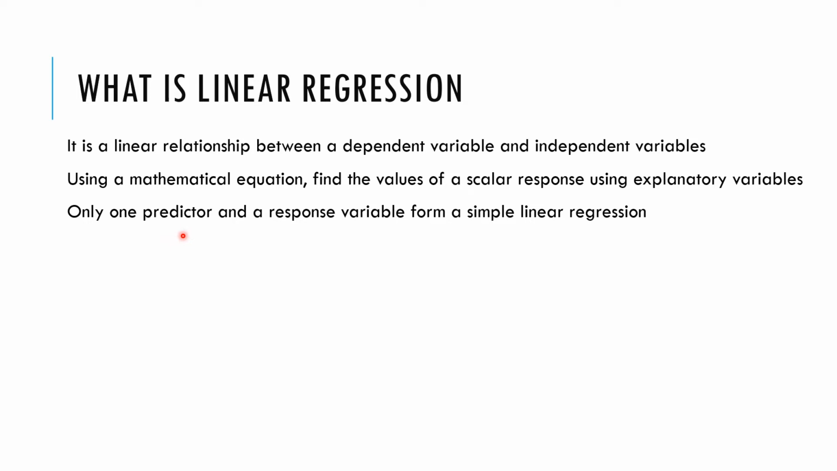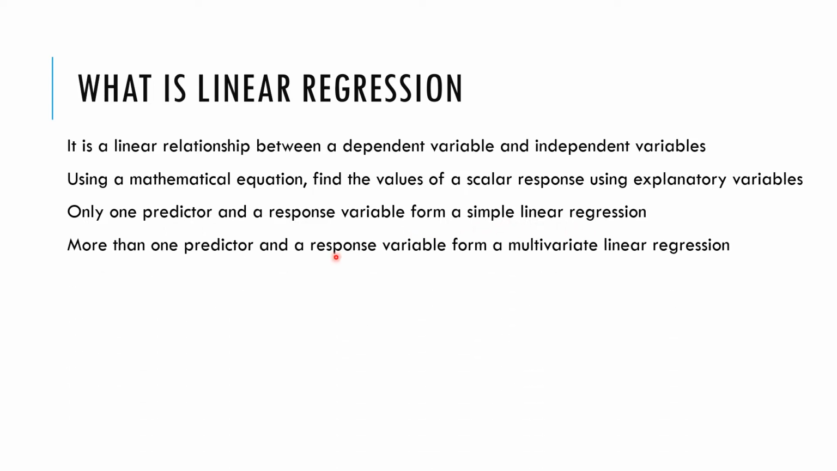No, sorry. What I mean is you can have one response and multiple predictors. A linear regression is based on one response variable. Response variable is always one, but there could be multiple independent variables or predictors. When there is only one independent variable or one predictor, the linear regression is called simple linear regression. If there is more than one predictor and a response variable, then it is called multivariate linear regression. Multivariate itself means multiple variables.